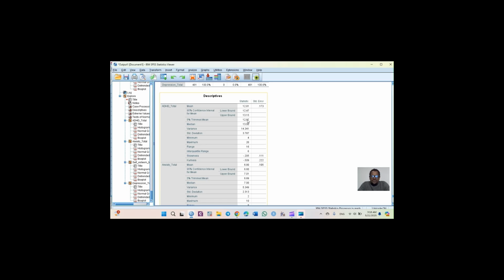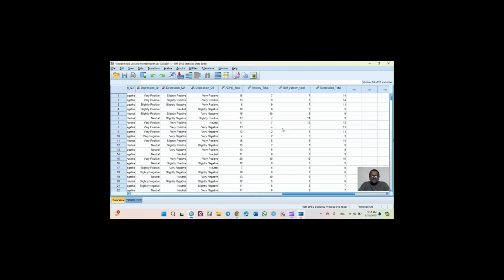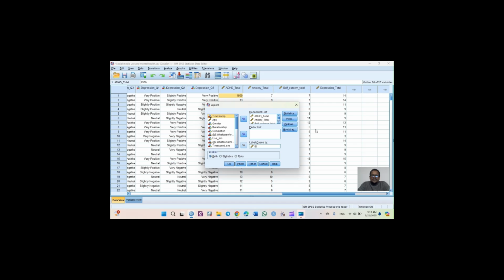Let me show you this by an example. Let's go to our dataset. For example, this is the first one. It's 15 normally. Let's make it 1500, adding two zeros, and rerun the Explore function.